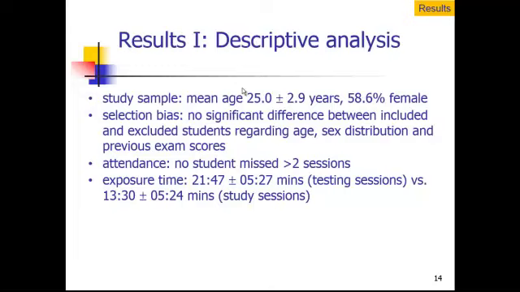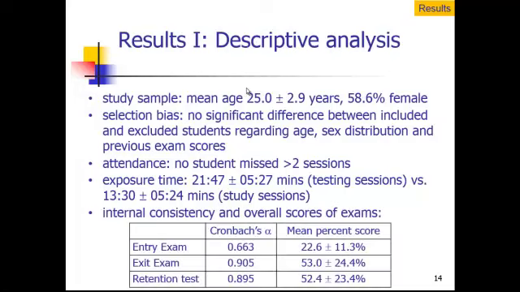These are the results of our study. As you can see, included students did not differ from those who had to be excluded for the various reasons shown on slide 11. Attendance at electronic seminars was good, and students spent considerably more time in seminars during which they were tested compared to seminars during which they were asked to study clinical cases, hence the need to control for this potential confounder in the analysis.